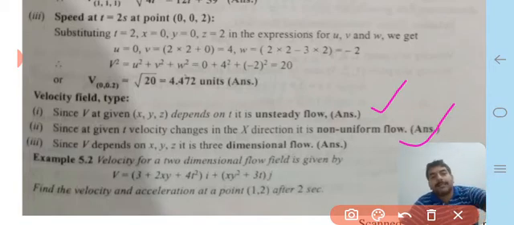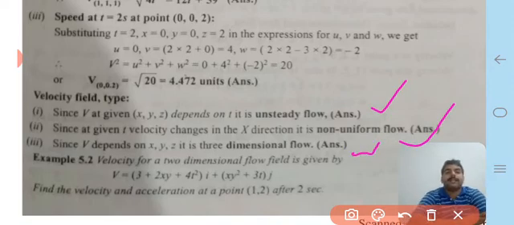And the third one: since V depends on the three coordinates x, y and z, it is three-dimensional flow. Therefore, we conclude the answer: the flow is unsteady. Since the velocity changes in the direction of x, it is non-uniform flow. And third, V depends on x, y, z, so the flow is three-dimensional flow.